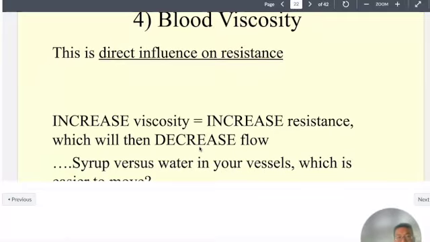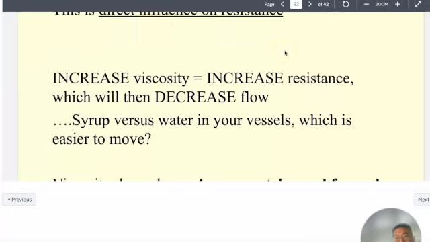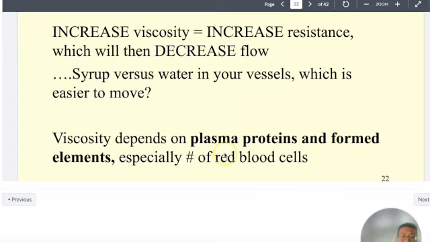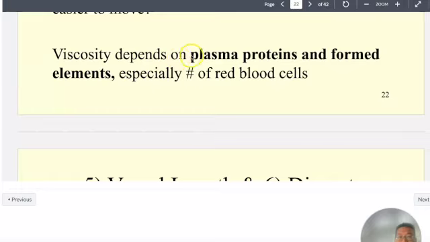Blood viscosity is how thick it is. This is a direct influence on resistance. The thicker it is, the less easily it would flow. Increased viscosity, increased resistance, which will then decrease the flow. Just think about honey, or I guess in this case syrup. The thicker it is, increased resistance, and it will decrease the flow. Viscosity depends on plasma protein and the formed elements inside, especially red blood cells.